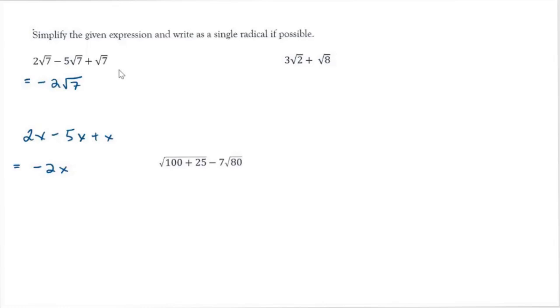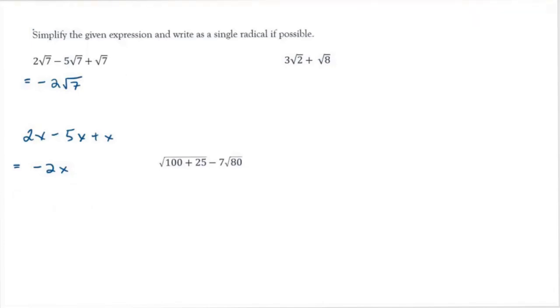Essentially, what you can think of doing here is replacing all of the like radicals, here the root 7's, by x's, actually doing the addition and subtraction of those algebraic expressions, and then returning the square root of 7 in place of the x. That's more complicated than it needs to be, but that's the idea.